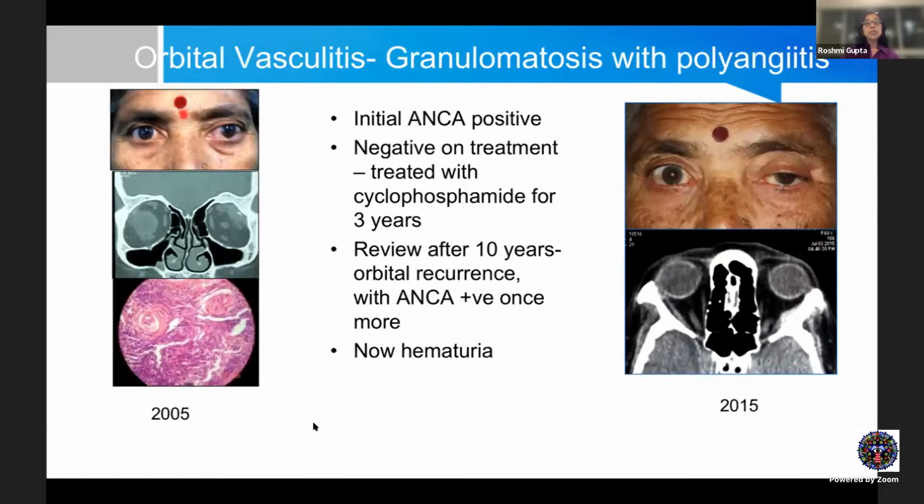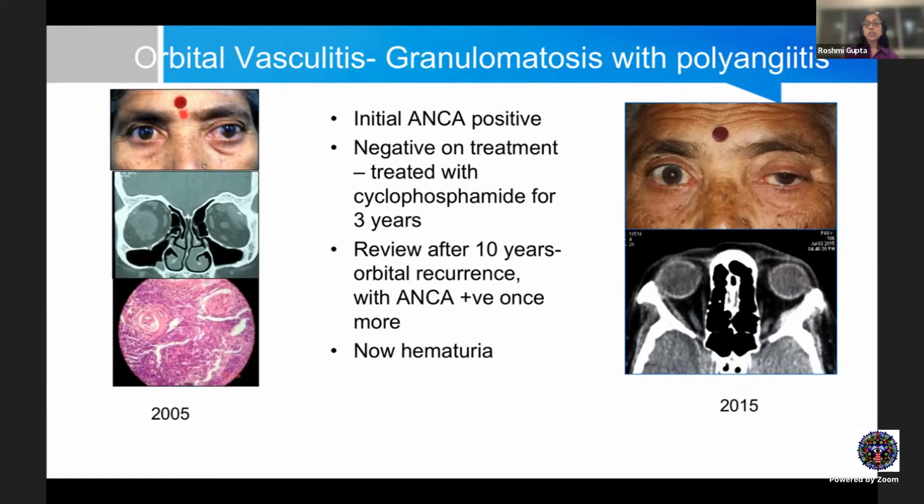The next condition we are going to be talking about is orbital vasculitis, GPA, granulomatosis with polyangiitis, which used to be called Wegener's. This patient, let us take her example. You can see the left eye is proptosed. There's a mass in the left orbit with bone erosion. And when we did a biopsy, it shows vasculitis, perivascular inflammation.